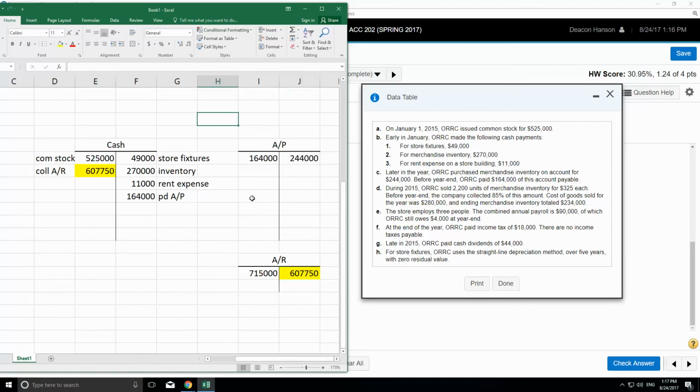That's the debit and credit that's going to happen, right? You're going to debit cash to show the collection and credit accounts receivable to show that your customer no longer owes you that. Okay?